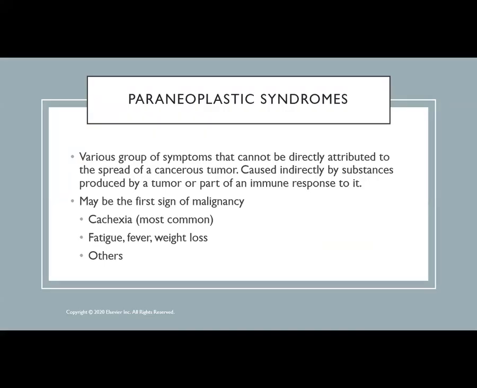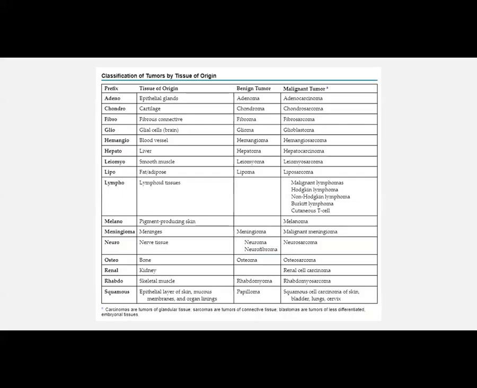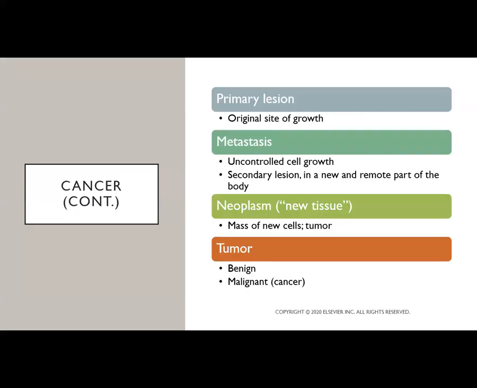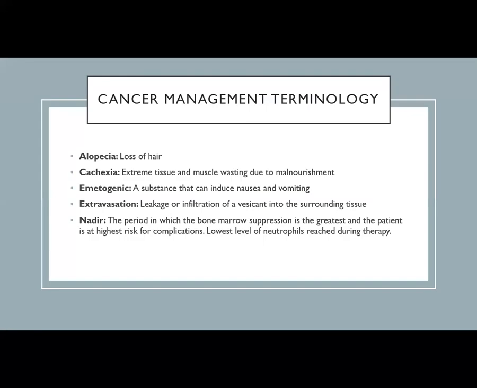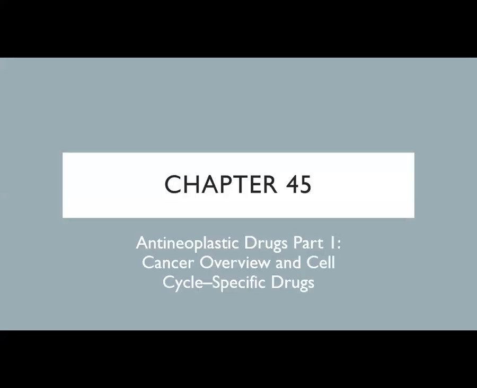So your paraneoplastic syndromes are various groups of symptoms that cannot be directly attributed to the spread of a cancerous tumor, caused indirectly by substances produced by a tumor or part of the immune response to it. So this may be the first signs of malignancies. You've got cachexia, which if we look back at our terms here, we can see what that means. Cachexia is that extreme tissue and muscle wasting due to malnourishment.